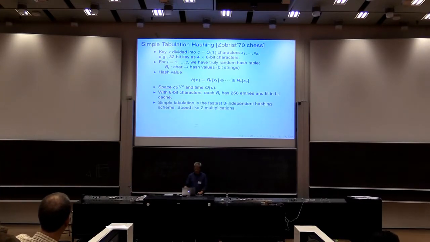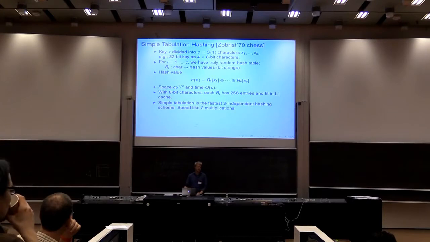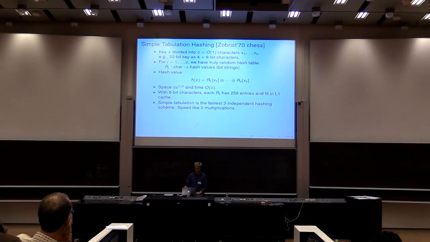Simple tabulation is, well, there might be other implementations, but on the computers I checked, it was the fastest 3-independent hashing scheme. It has a speed which is like 2 multiplications. That's again because these tables are in very fast cache. Actually, on more modern computers, it seems like 16-bit characters work better. Then you have only half as many lookups, and the caches are getting really big. So there would only be 2 lookups for these 32-bit keys.